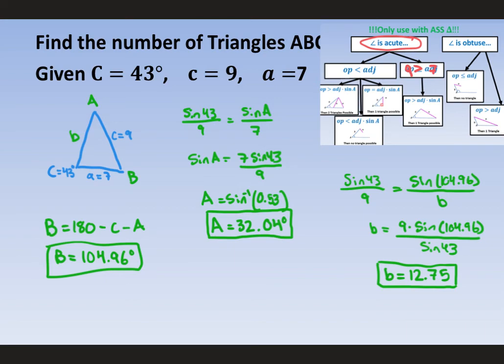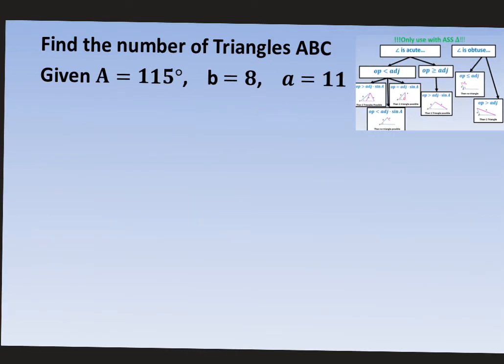Okay, one last example. All right, so we have given angle A is 115, little b is 8, and little a is 11. We'll start by drawing. Once again, we just draw an ambiguous triangle. It doesn't have to commit to the shapes of acute and obtuse. We're not trying to be that accurate. Big A is 115, little a is 11, and little b is 8.